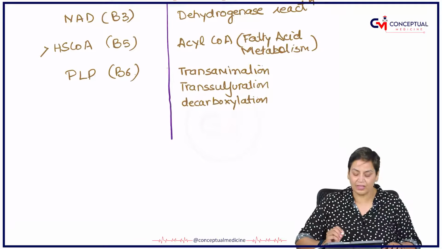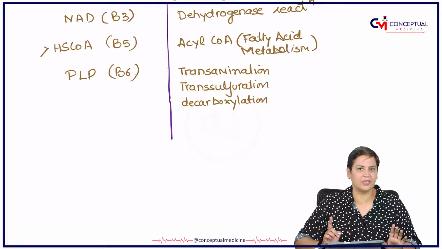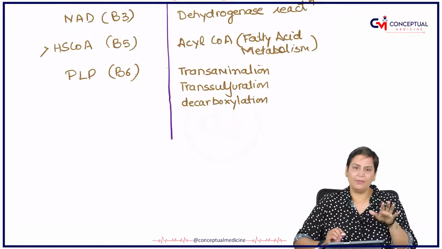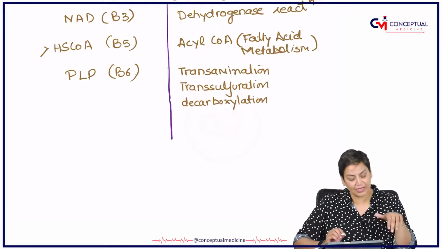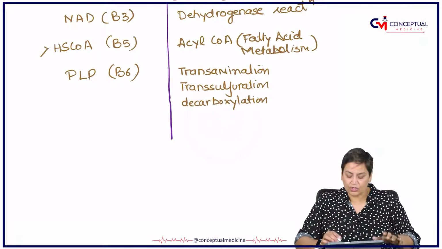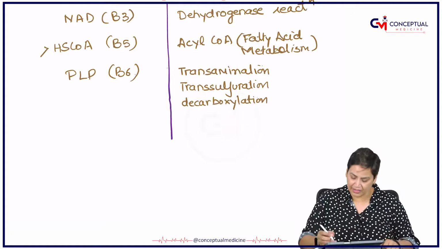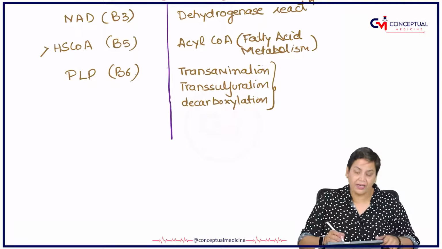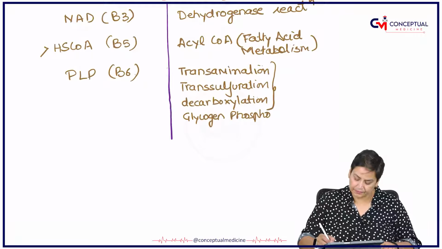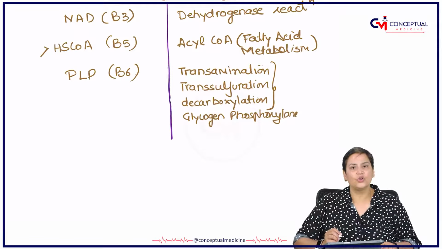So just keep one thing in mind: whenever we are writing simple decarboxylation, for example formation of histamine in the body by mast cells of liver, by the decarboxylation of histidine, simply PLP is required. But when we talk about oxidative decarboxylation, then obviously we have to write thiamine pyrophosphate, B1. So these are the three important functions. Along with this, it is required as a component of glycogen phosphorylase. So these are the four very important functions of B6.